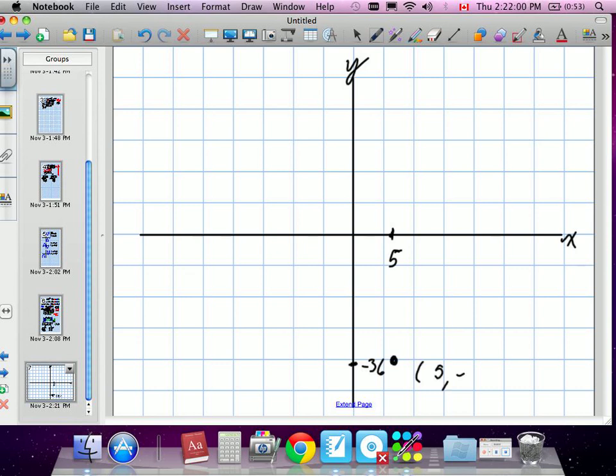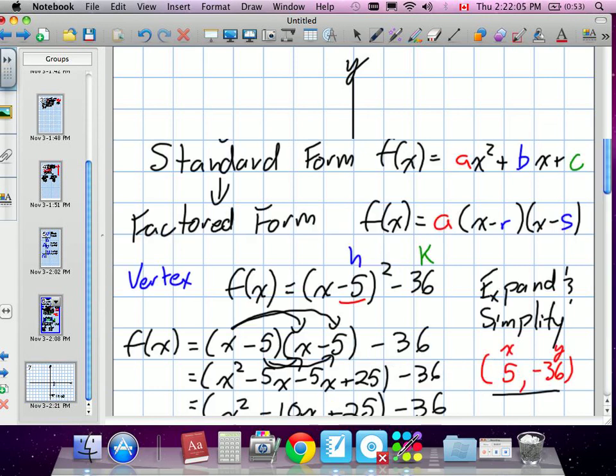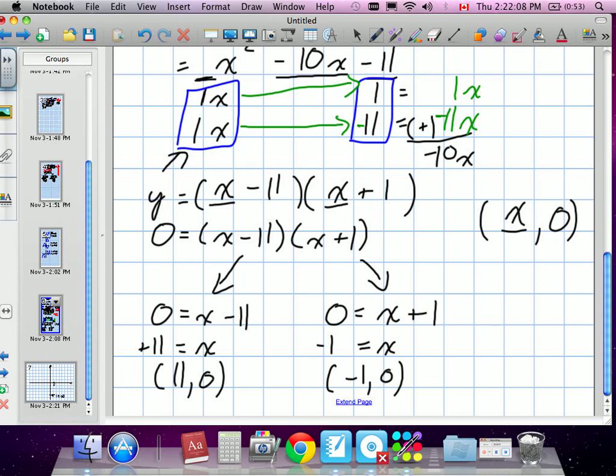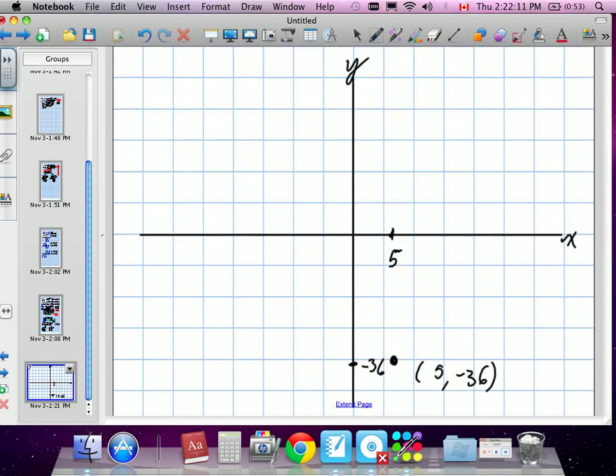And our x-intercepts, we found at the bottom, were 11 and 1. Sorry, negative 1. So negative 1, and we'll say this is 11. So our parabola does something similar to this. 11 and 0, and negative 1 and 0. So we found the x-intercepts, the vertex.